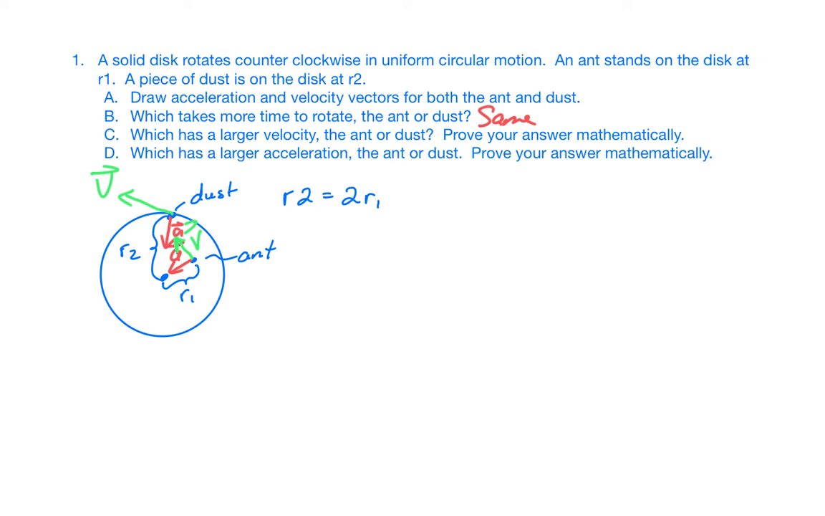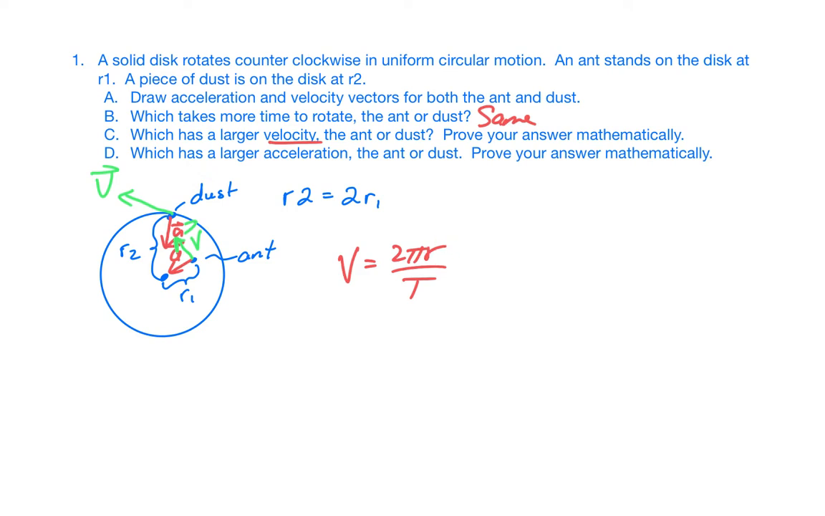Okay. Now, for part C, which has a larger velocity, the ant or the dust, the way I always do this, I try and think of an equation. Okay, I want to think mathematically. And the equation I'm going to think about when I'm talking about velocity is 2 pi r over t. And I chose this equation for a reason. I chose it because A, it's the velocity for anything that's going in a circle. And B, I only have one variable changing at a time. So 2 is a constant, pi is a constant. T, we just said, is going to remain constant regardless of where we're at on the disk. So the only thing that's changing is this r value right here.